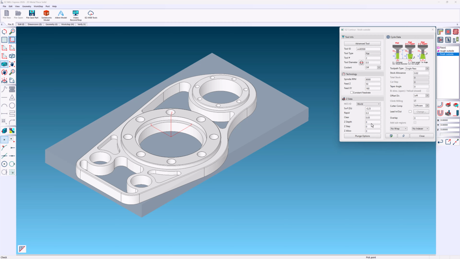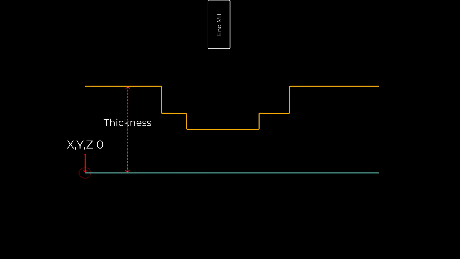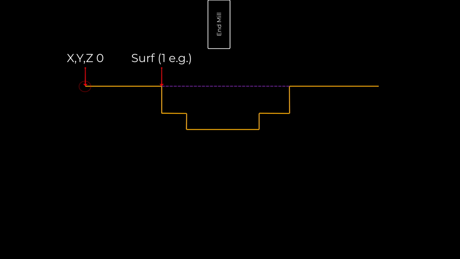Z surface. CAD-CAM determined the top of the selected surfaces. Let's examine the meaning of Z surface, rapid, and clear, and the benefits of each. Z surface is where the top of the feature is located. If your 0 is, say, at the bottom of the vise, your Z surface would be the thickness of the part for most operations. In this example, we have a pocket inside a pocket.